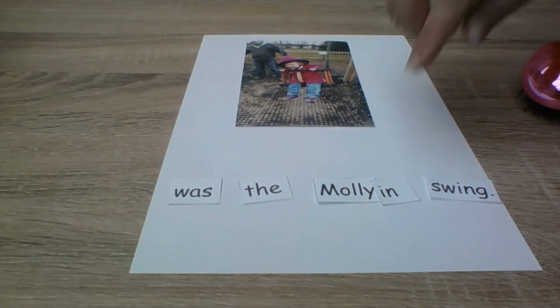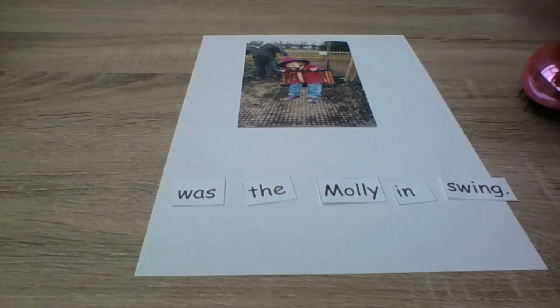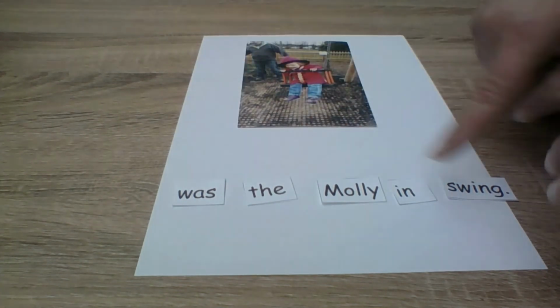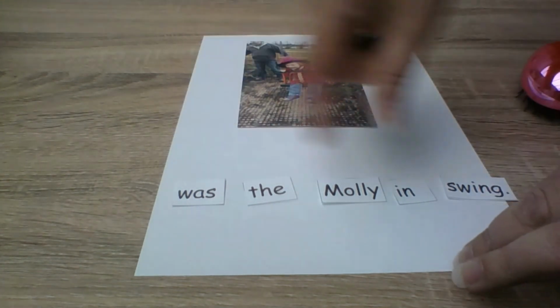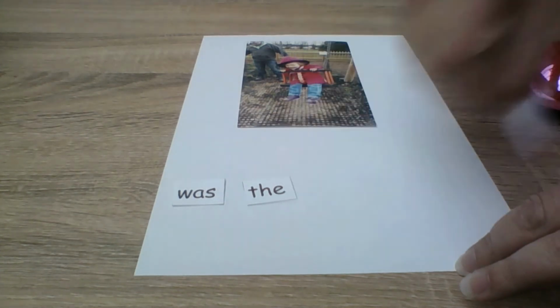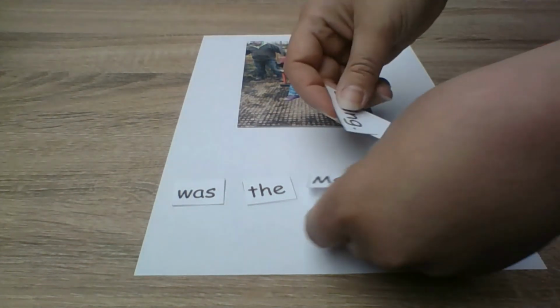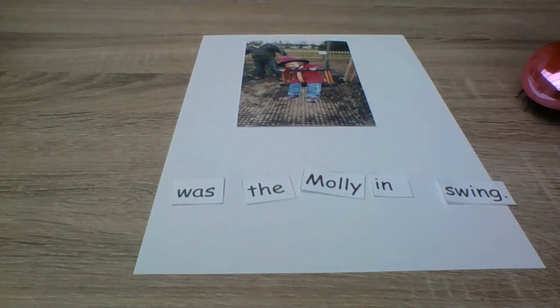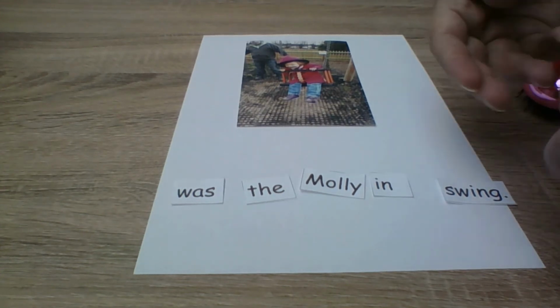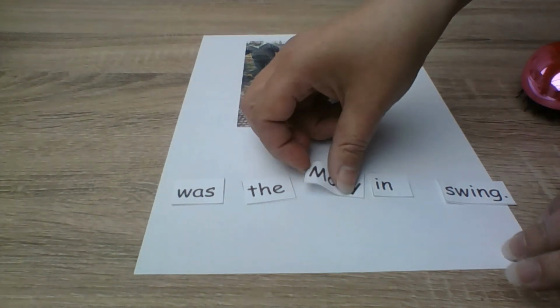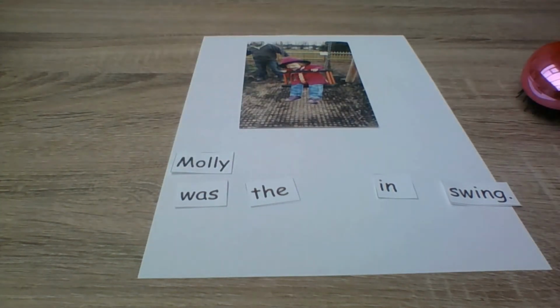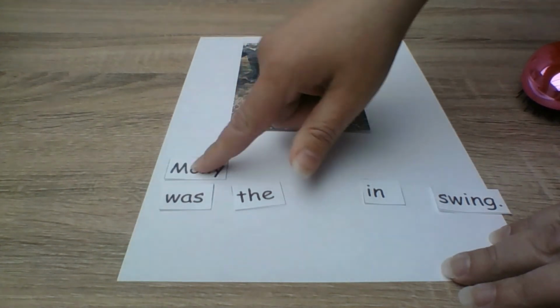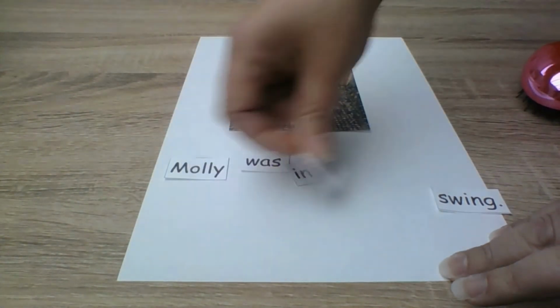So again, we would start off by, maybe if their name is in there, asking them, where's your name, and they hopefully will be able to find it. Again, there's quite a few words here, so you might want to take a few away to say which one starts the sentence. Talk about what's happening in the sentence. Can they remember anything about what's going on in the photograph? Try and recall who is in the photograph. Use different questions, and then you can start building up your caption. So here it was Molly was in the swing.